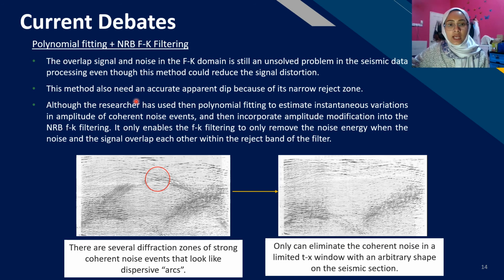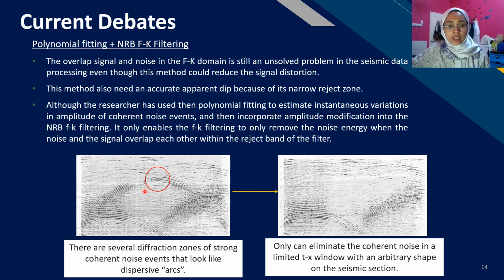Although the researcher has used polynomial fitting to estimate the instantaneous variation in the amplitude of the coherent noise event and then incorporated the amplitude multiplication into the NRBFK filtering, it only enables the filter to remove the noise energy when the noise and signal overlap each other within the reject band of the filter.